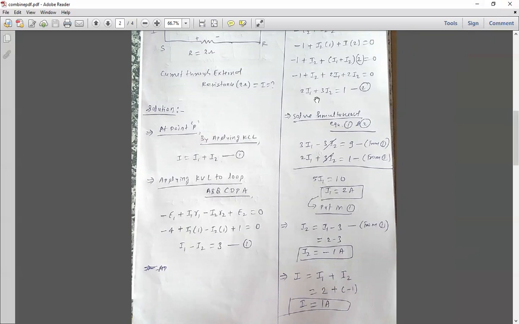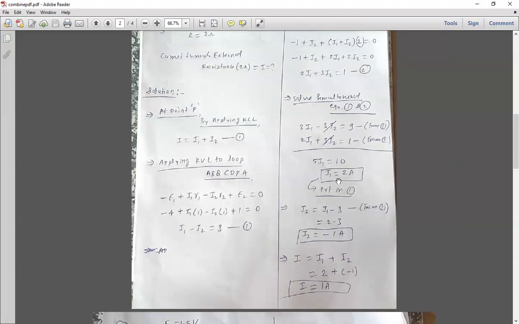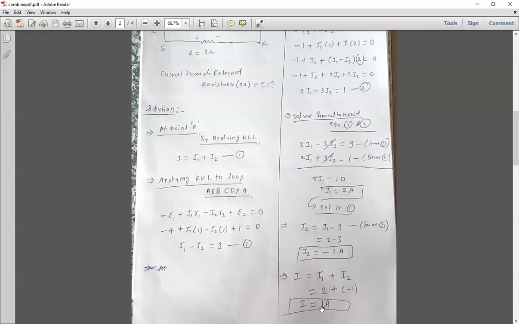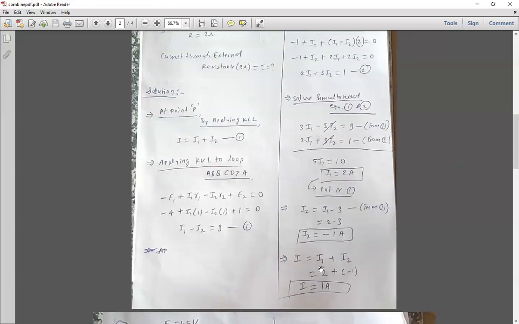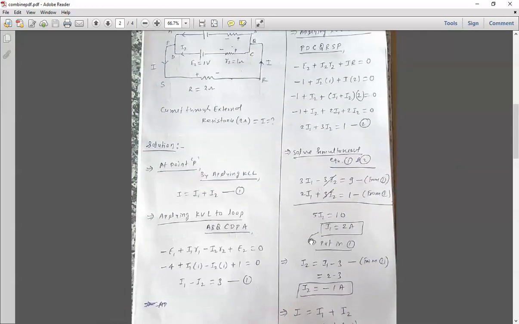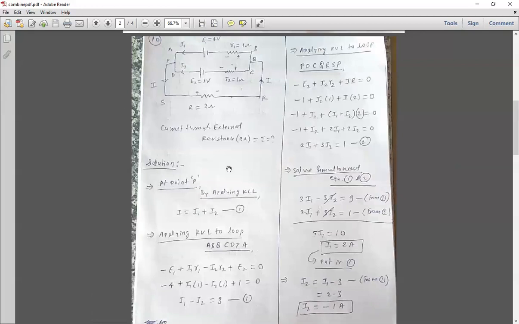Okay, so let's solve these equations simultaneously and get the values of I1 and I2. From equation 1, I equals I1 plus I2. Put this value in and you get the current I equal to 1 ampere. This is the current through the external resistance, 1 ampere. I hope you understand this problem.